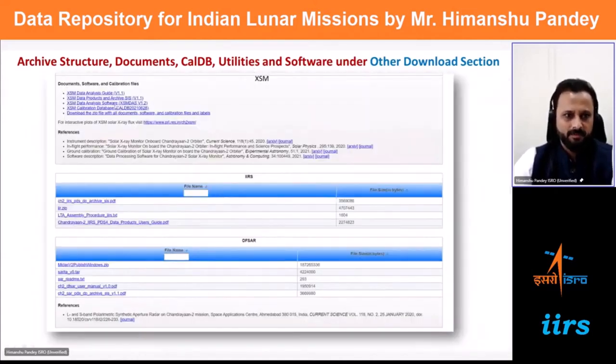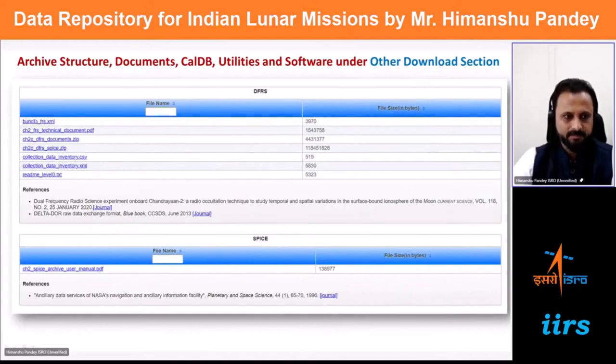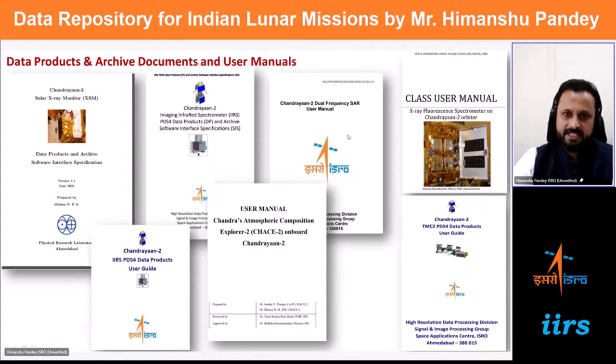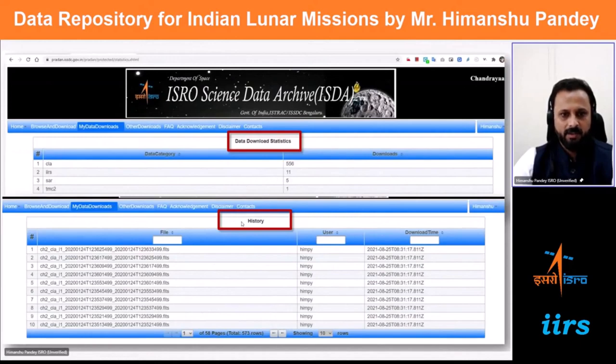Now coming to the other download section, I've just given a screenshot of other payloads. I'm just scrolling down. So like that, all payload specific sections are given here. Once we click on each section, each payload has its own user manual: AP, XSM, then IIRS, then SAR, then CLASS, TMC2, DFSAR, and this one is also given here. This is the overall document. You can also click on history and statistics. Whatever you have downloaded earlier, you can see your downloaded statistics and history.